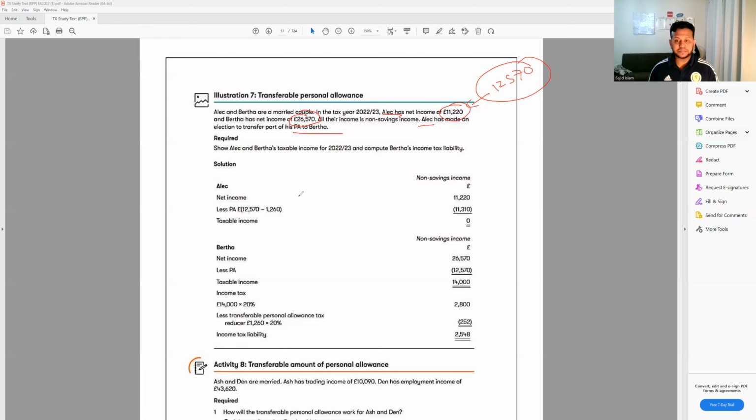Okay, so let's do that. The solution, not saving income. So net income for Alice, 11,220. And the personal allowance, so how much he can transfer maximum? Remember that. He can transfer maximum 1260. That's the maximum, so he cannot do more than that. Remember that. So that is the amount, 1260, that you can transfer.